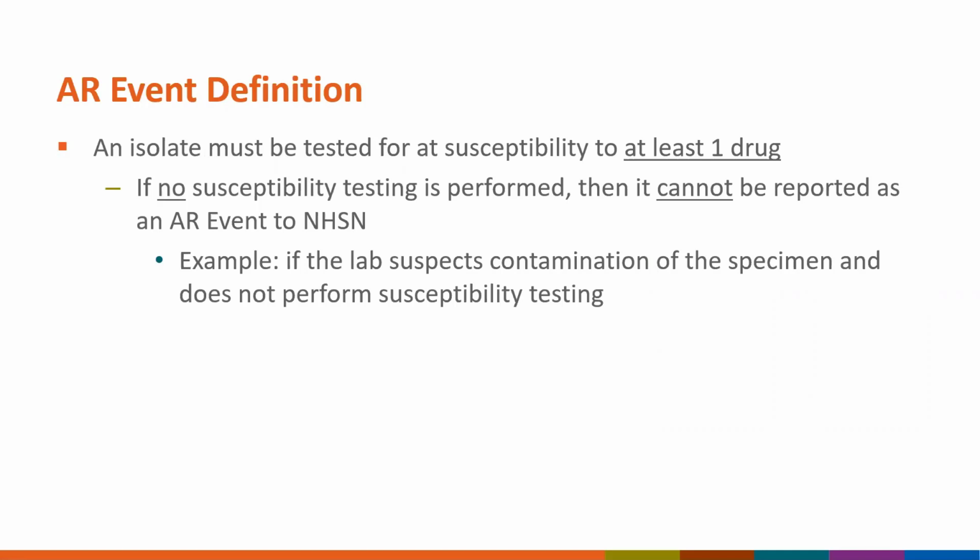So an example of that would be if the lab suspects contamination of the specimen and they do not perform susceptibility testing, then that isolate does not meet the AR event criteria and should not be reported to the AR option.